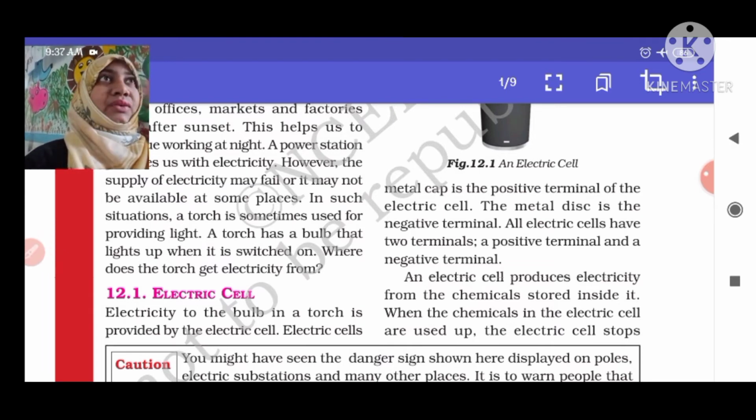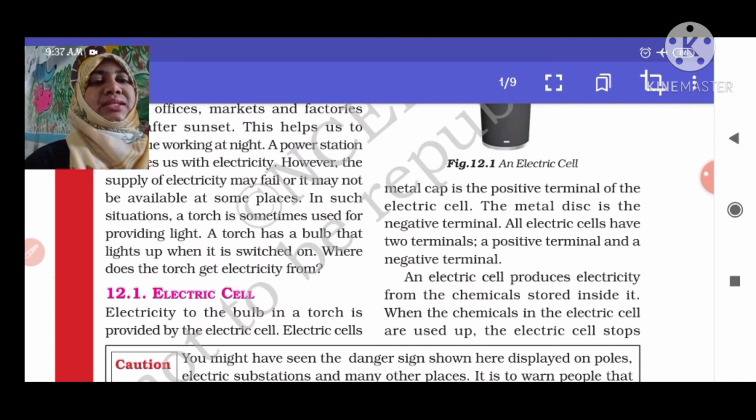So like that for the entire city, there are many power grids. For each city, each particular place, there are power grids. A power grid is nothing but a big amount of electricity that is generated and produced, and it is supplied to the houses or to the locality, to the places.